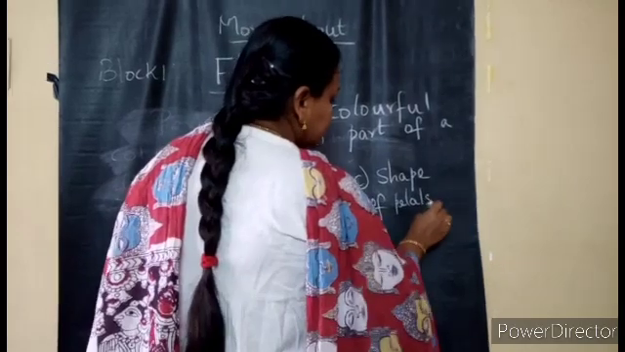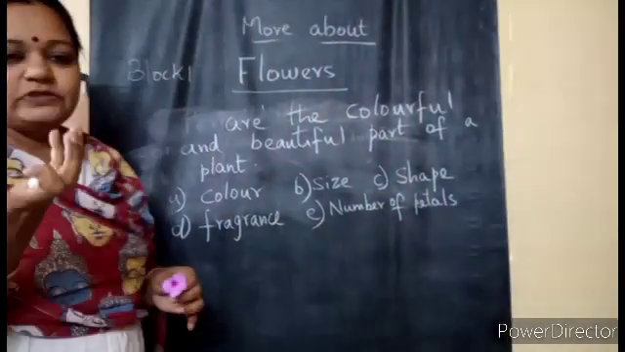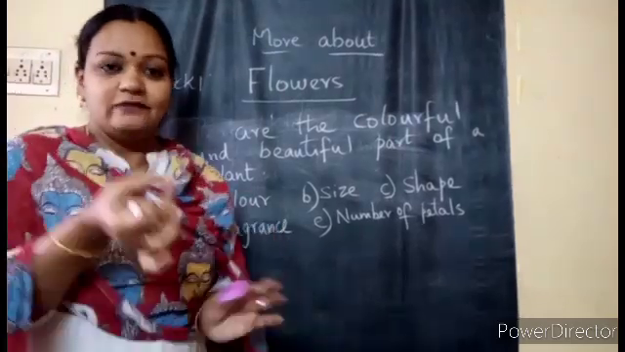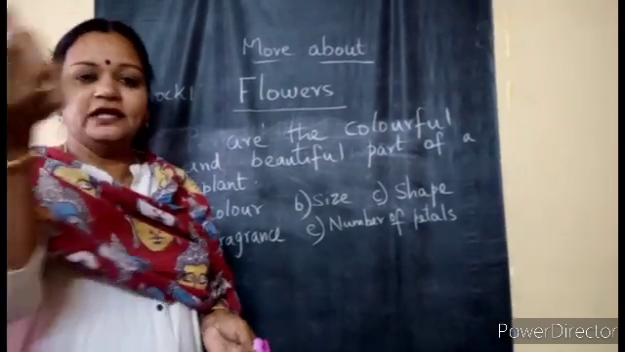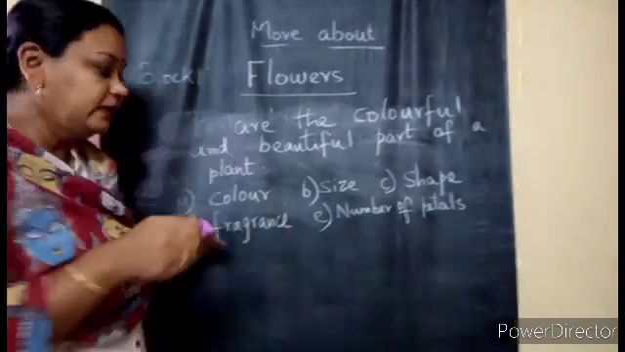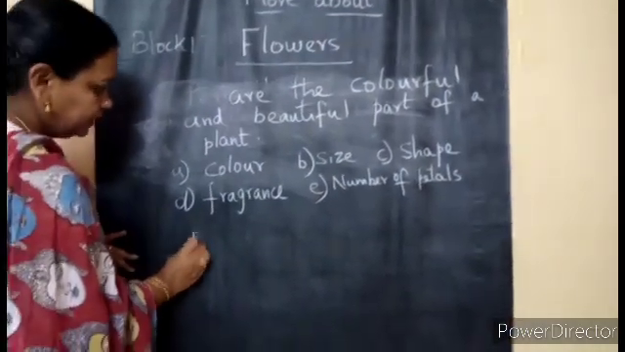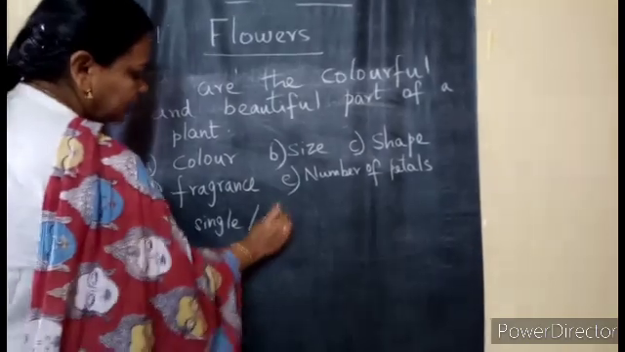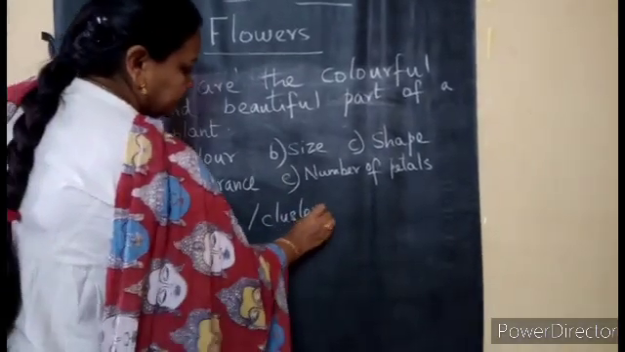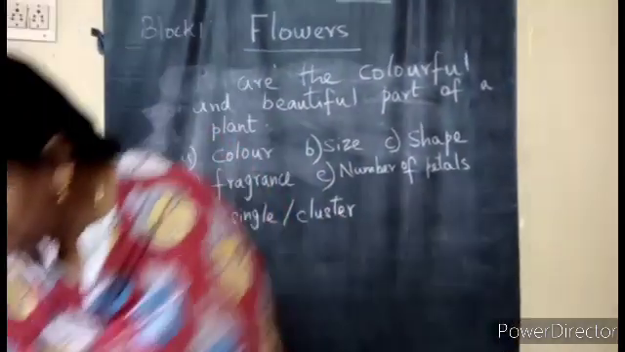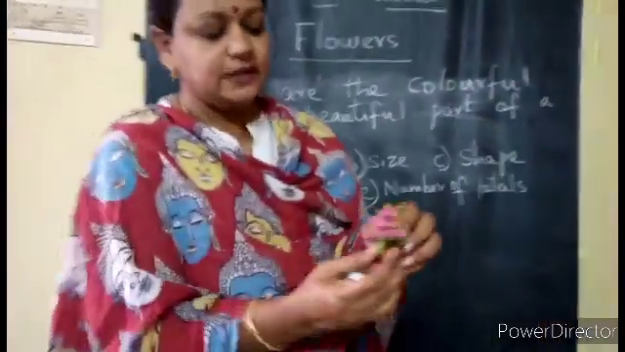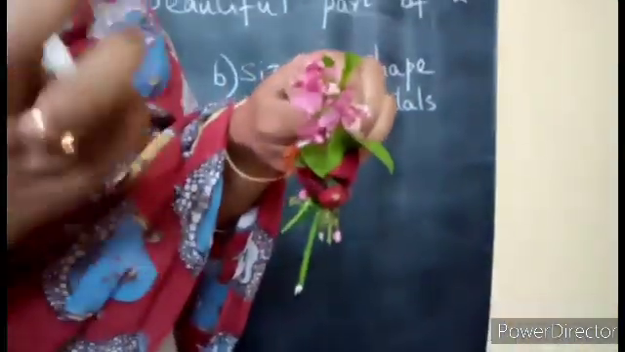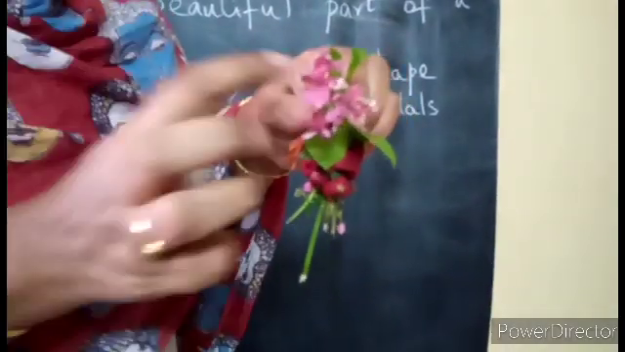And also some of them will bloom singly. They will be single only, like a rose. But some of them will be in a cluster. So they will be either single or in a cluster. See, cluster means like this. So many flowers will grow together like a bunch.